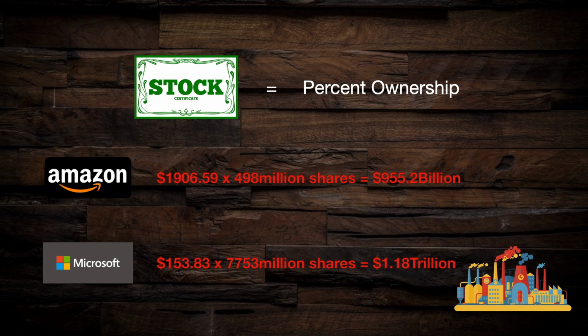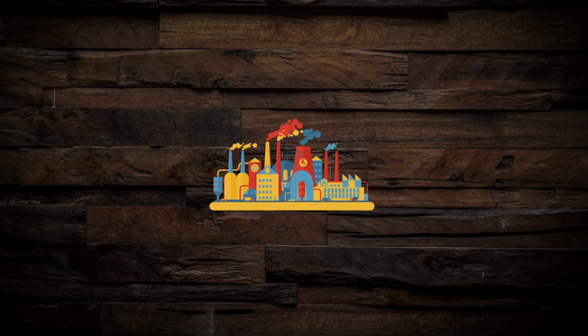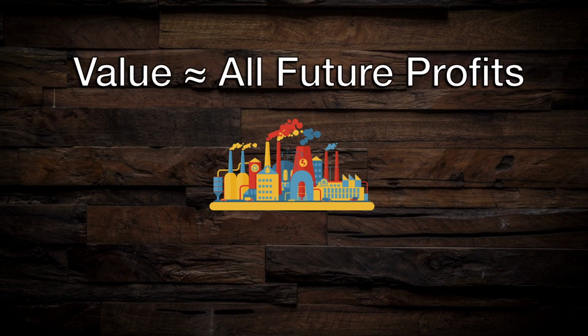As you can see here, Microsoft is worth more than Amazon as a company, but has also issued over 15 times more shares, so the value of a single share is much lower. Theoretically, the intrinsic value of a company is based on its future profits, but without a time machine, it is impossible to know exactly how much money any specific company will make.